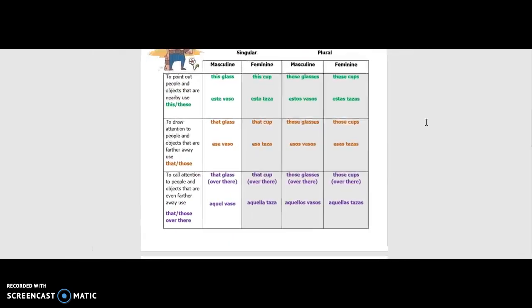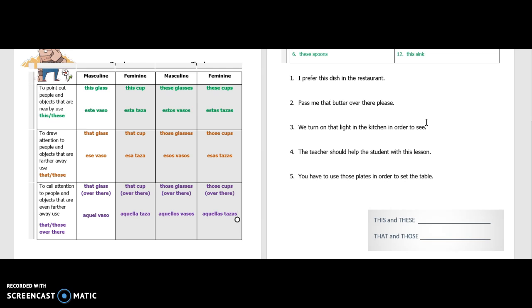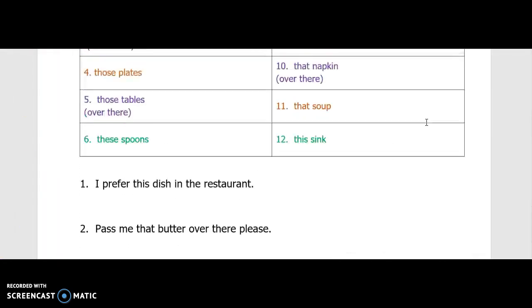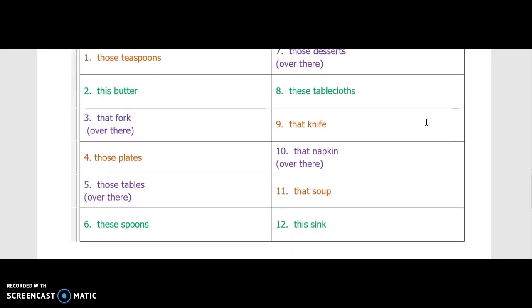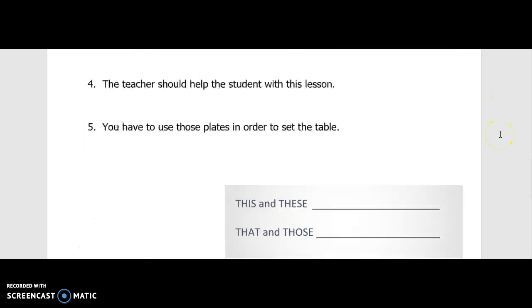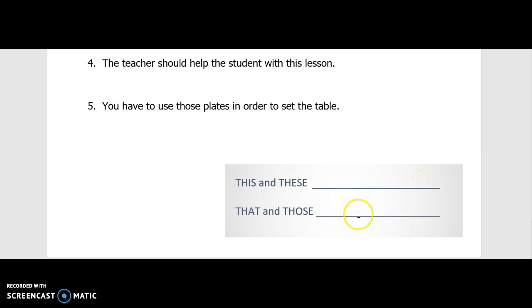So there's your chart. Now I want to scroll here to the back a second. All right, and we're going to do some adjectives. Before we go on and do these demonstrative adjective examples, which are all color-coded to go with this, these, that, and those, I want you to scroll down to the bottom here and look at my little rhyme. It says this and these, that and those.